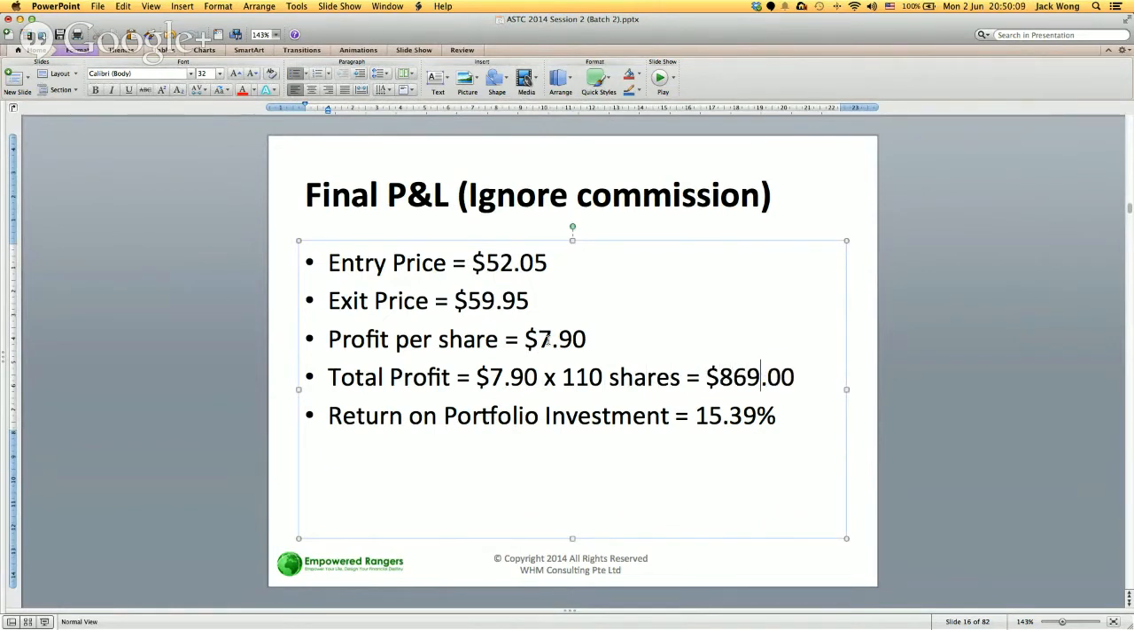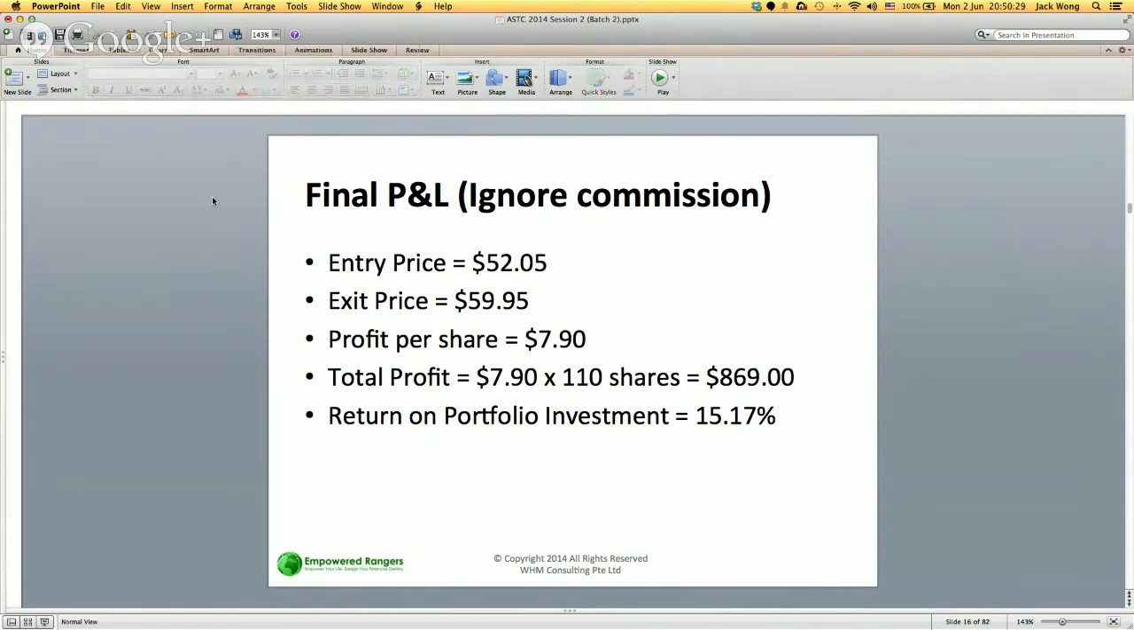In terms of percentage or return on investment, our percentage return would be about 15.17%. So this is a long stock position using channel breakout as our system. We had 15.17% in approximately 1 month's time. So how many of you would like 15% in 1 month? Okay, so that is the long stock position.